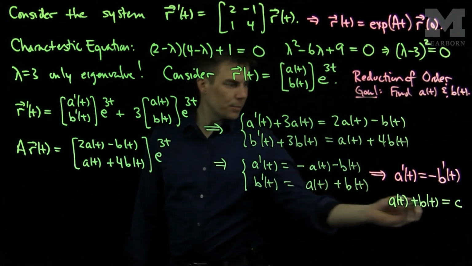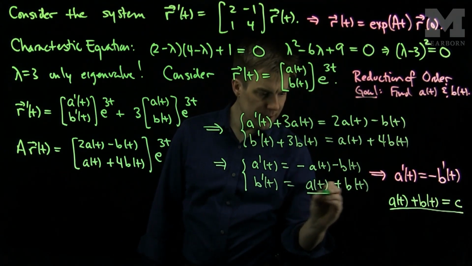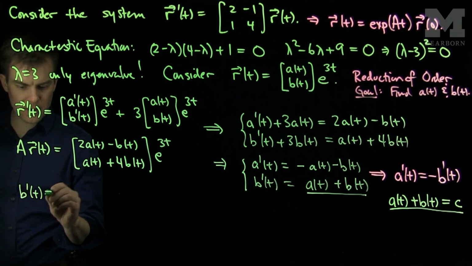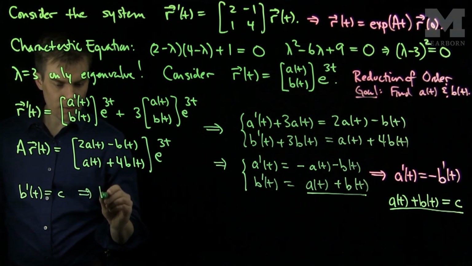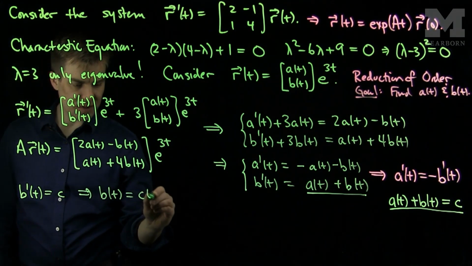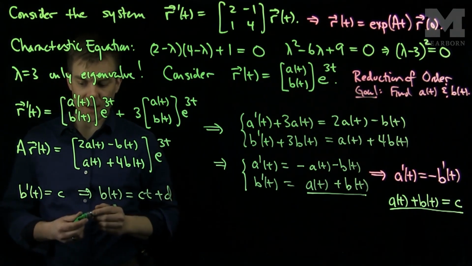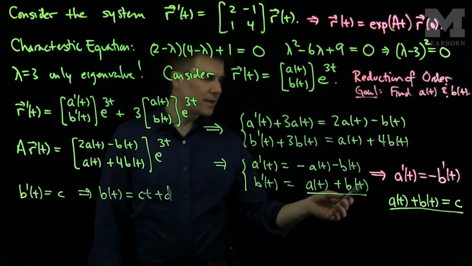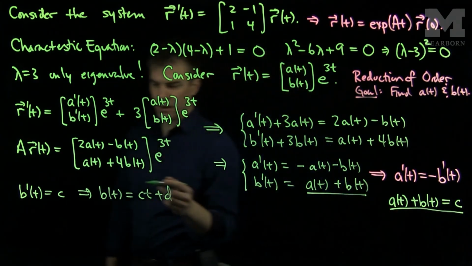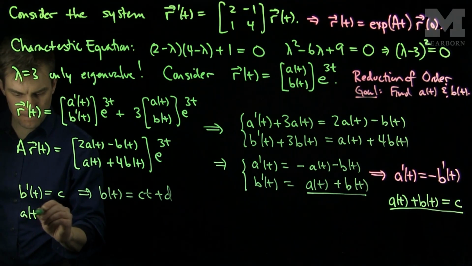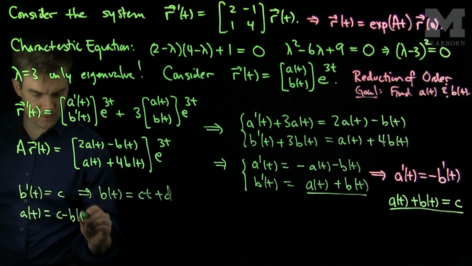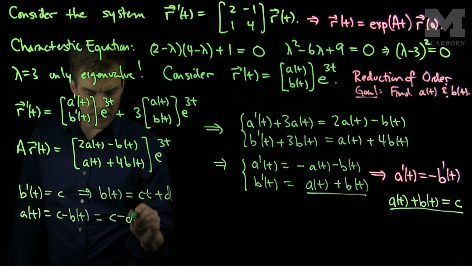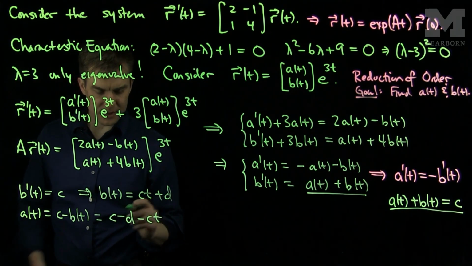Since I know that A of t plus B of t is c, I can fill it into this equation for B prime. That will tell me that B prime of t is equal to c, or B of t is equal to ct plus another constant d by integration. I now know B, so I can use that information to find A, since A is c minus B. So A of t is c minus B of t. And c minus B of t will be c minus d minus ct.